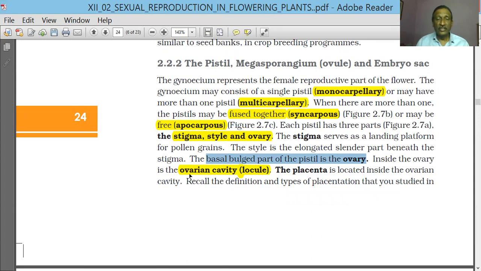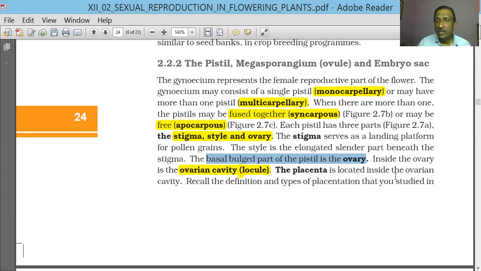Inside the ovary, the ovarian cavities, the locules, are there. You might have seen an orange or lime, where a number of parts are there. Each one is made up of one locule. You can see there are around 10 to 16 locules. If you see a pea pod, it is one single locule in which a number of ovules are there. So different plants show different degrees of variation.